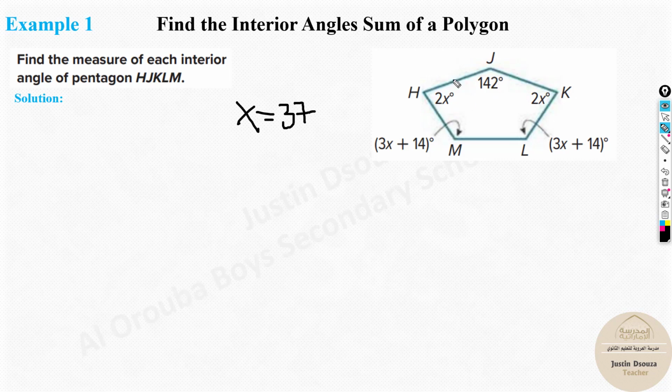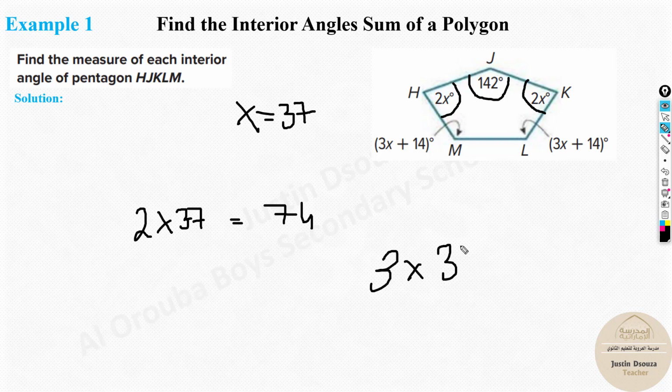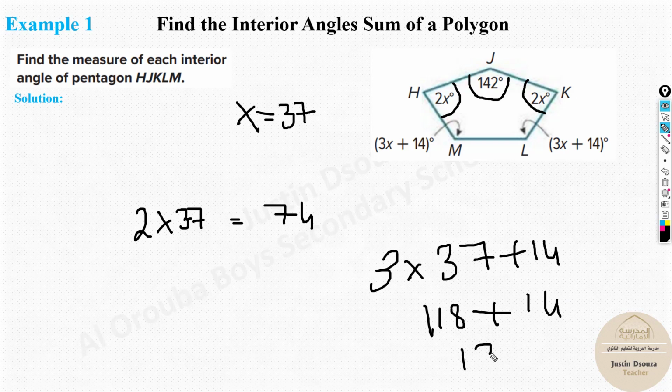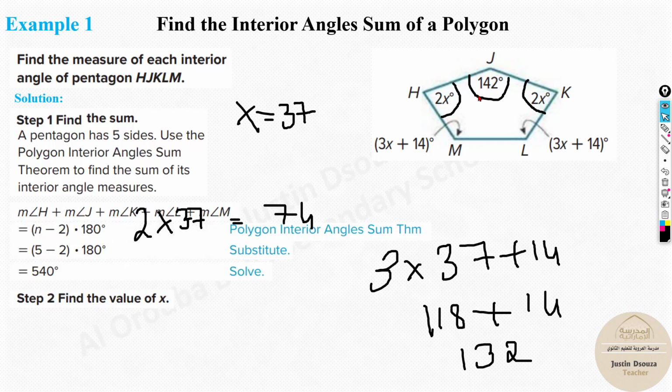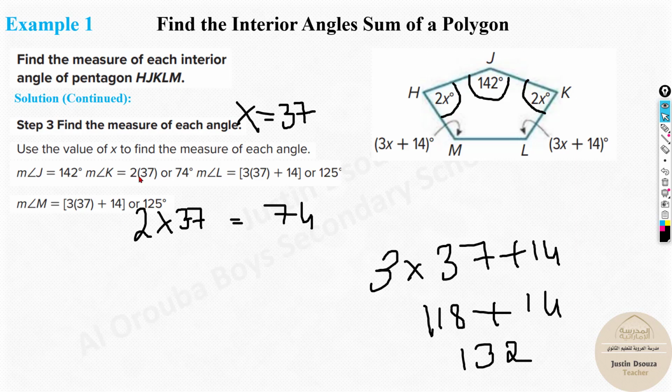You need the angles. What is this angle? 2 times 37, so it'll be 74. This is 74 degrees. This is already given, it's fine. 142, this is again 74. And what about this? 3 times 37 plus 14, 90 plus 28, 118 plus 14, you will get 132. My mind is just getting fried. 132 is over here. So these both are 132, and this is 74 and 142. I hope these are all right. Let's just double check. So I'm just wrong again.